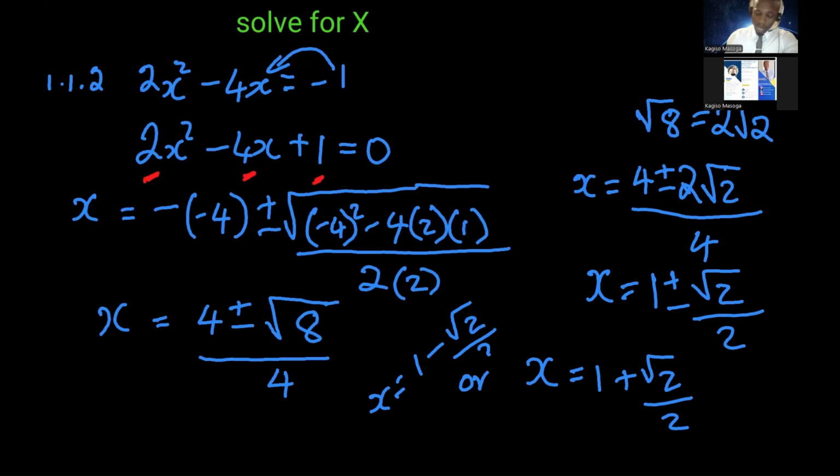All right, so we have the two values of x. Now remember the question said to solve to two decimal places. So this is what we're going to do here.